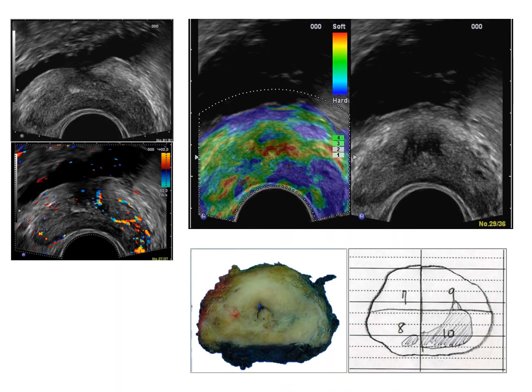Slight hypoechogenicity and hypervascularity on the left side. On strain elastography, the lesion is well demonstrated as blue-colored hard lesion, and the extent on elastography is well correlated with the extent of the tumor at pathology.